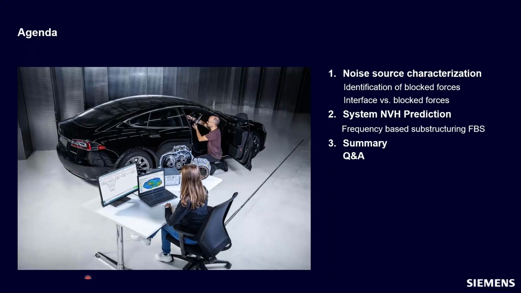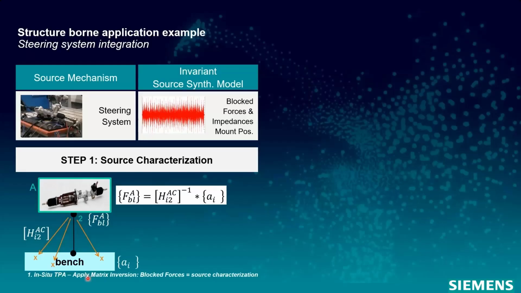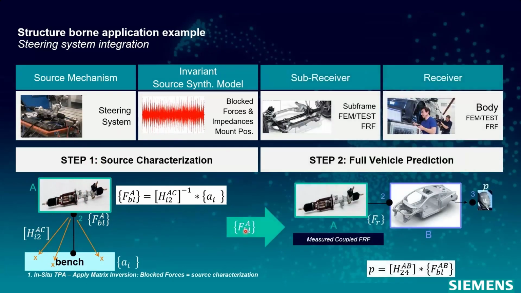So once we have characterized our noise sources, we want to go to the next step and do predictions, and that's where frequency-based substructuring comes in. I will start here again with the example of the steering system. Imagine I've used one of the methods just shown to characterize my source, maybe the in-situ TPA. I have my steering system on a test bench. I've characterized the blocked forces.